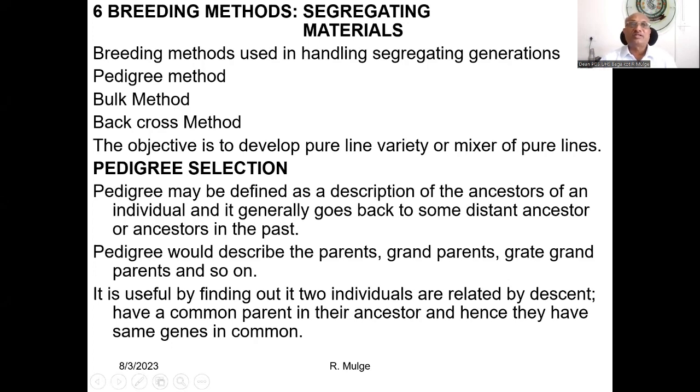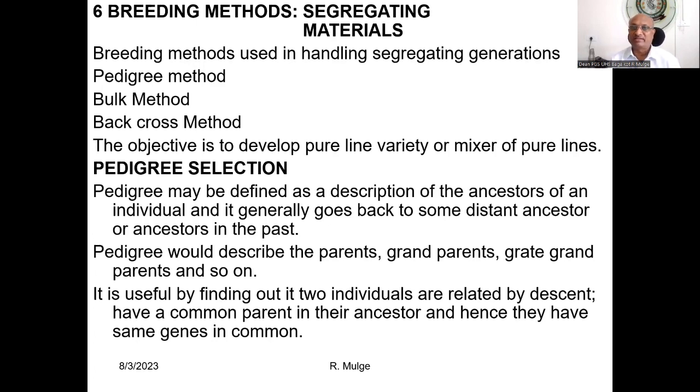Today we'll discuss the breeding methods, pedigree selection, right? Earlier we discussed backcross breeding. All these are breeding methods to handle segregating materials. The breeding methods used for handling segregating generations are the pedigree method, bulk method, and backcross method. The backcross method we have discussed, and we have also discussed the segregation ratios there, and epistasis also, digenic ratios, while discussing backcross.